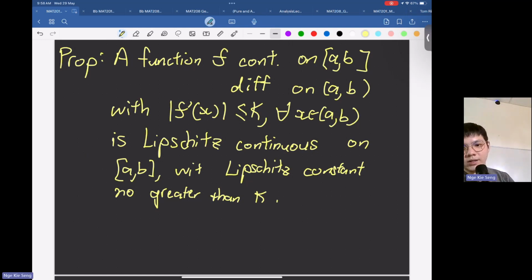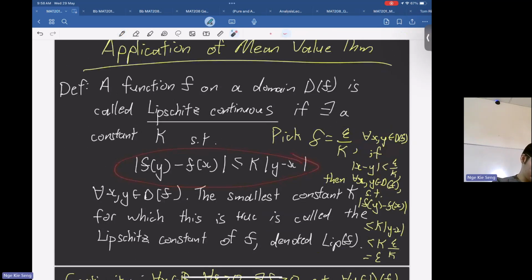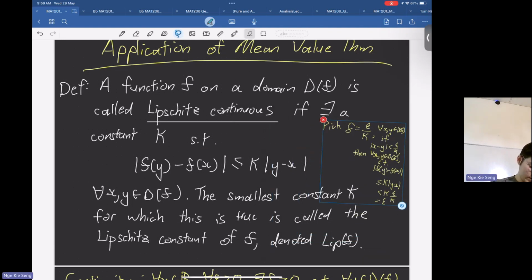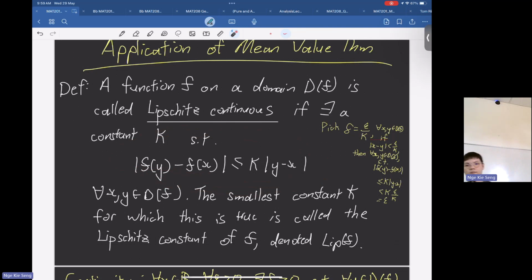So what does this mean here? It says that if I can bound my f prime x by k, then I can prove this inequality here. Meaning if you can bound your first derivative at every point in the interval, then you can prove this inequality.